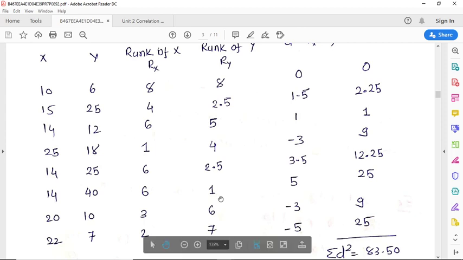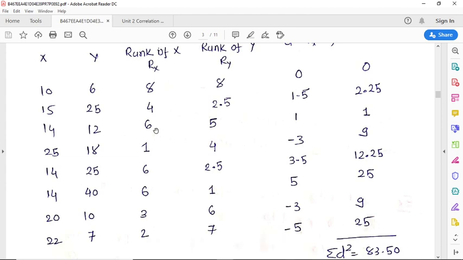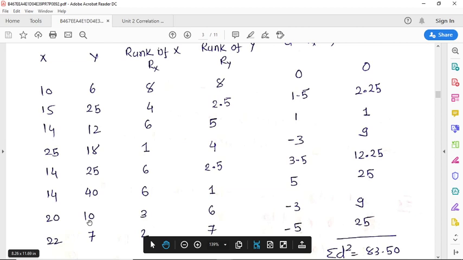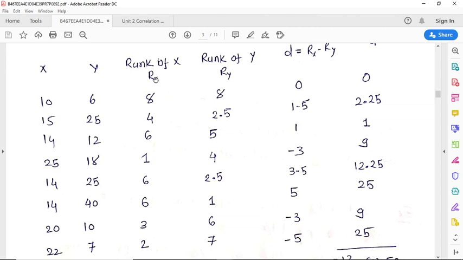Okay, so it is 1, 2, 3, and now the next highest is 18, so assign this 4. Next is 12, so assign this 5. Then after that is 10, so assign this 6. Then after that 7, assign this 7. And then after that 6, so assign this 8. Okay, so this is the rank of Y, let us say R of Y, and that is R of X.